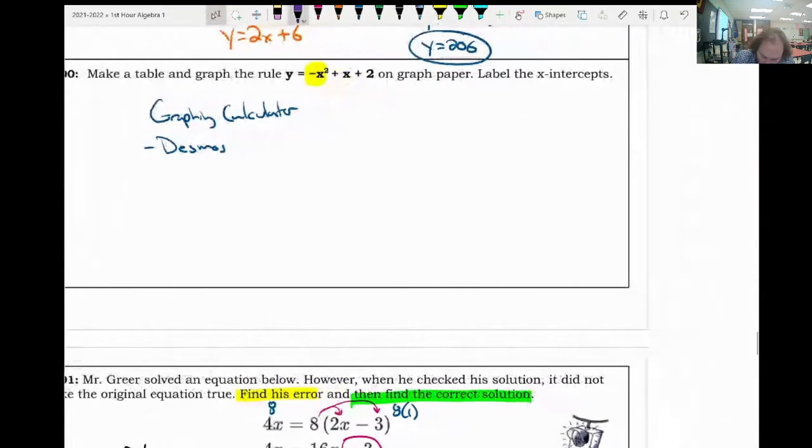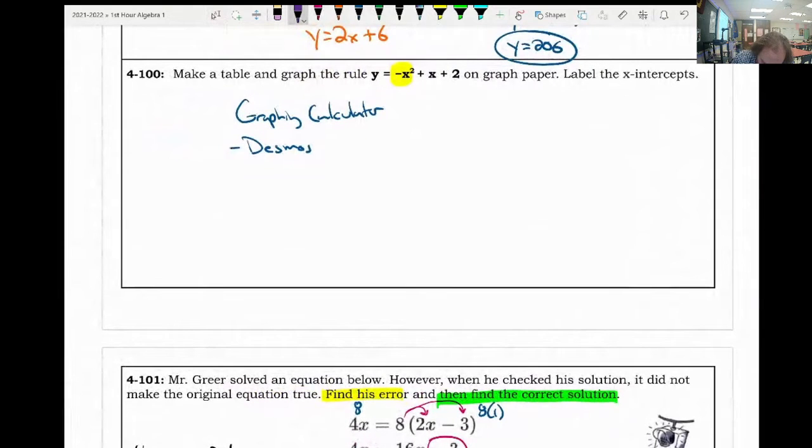What you want to do on a graphing calculator, if you have one, is go ahead and type this into the y1 menu, negative x squared plus x plus 2, and you will be able to see the graph and the table from there if you remember those commands. Pushing the graph button, and then pushing second and the graph button, look at the table. Although today what we're going to look at is Desmos, which is probably a better tool for the job.